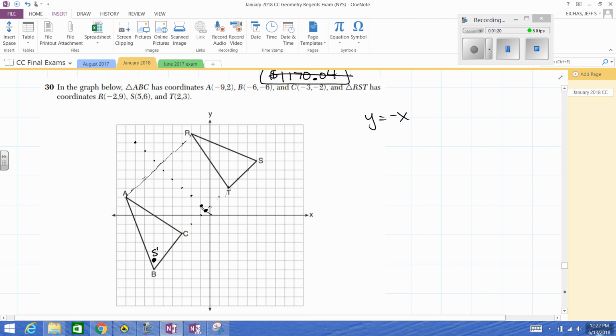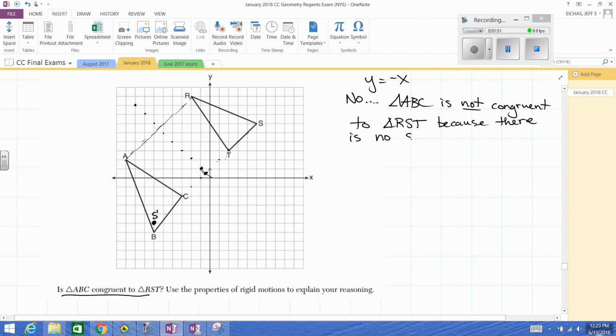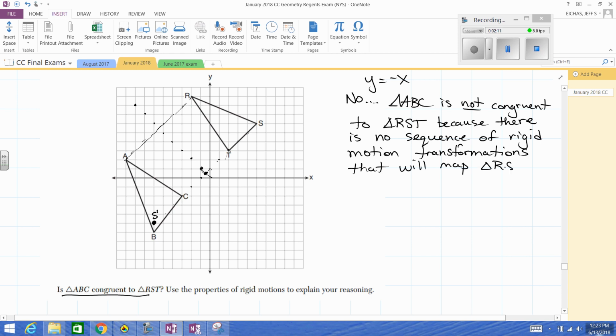So here's what I'm going to do. First, I'm going to say the answer is no to this. Triangle ABC is not congruent to triangle RST, because there is no sequence of rigid motion transformations that will map triangle RST onto triangle ABC.